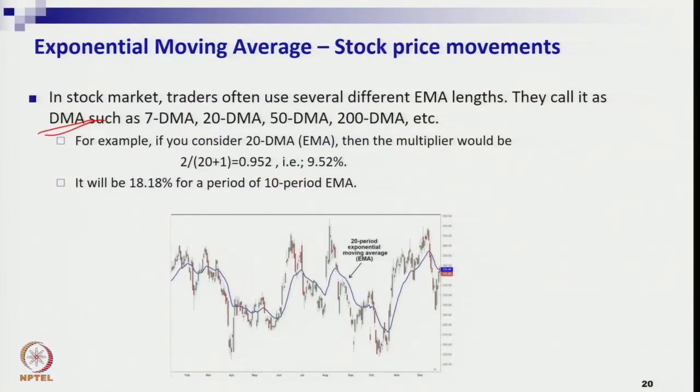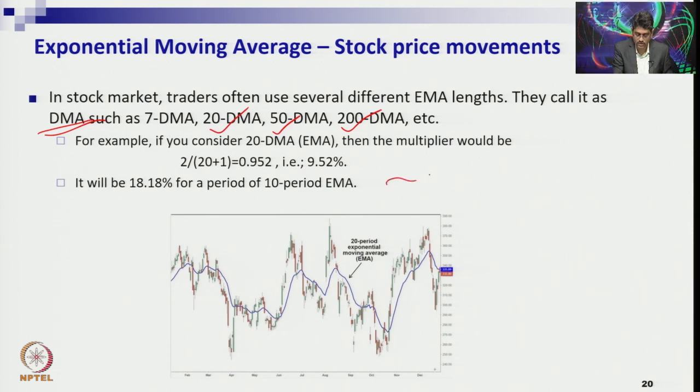So, 7 days DMA, 20 days DMA, 50 days DMA, 200 days DMA, what does it mean? It means that they are taking the stock price, say 200 days average. For long term predictions, for a long term investor, 200 days or 50 days moving average is good. But for a short term investor or trader, 7 days or 20 days moving average is good. Even a short period like 7 minutes you can consider. You can take the average, or the exponential average, and carry forward the forecast.